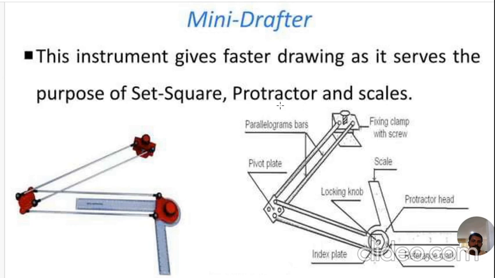The protractor is helpful for measuring angles. The circular part consists of 360 degrees, so we can easily measure angles. The scale is used to measure and draw lines. Set squares are helpful for drawing angles like 45, 30 and 60 degrees, which can be easily measured and drawn with the help of set squares.